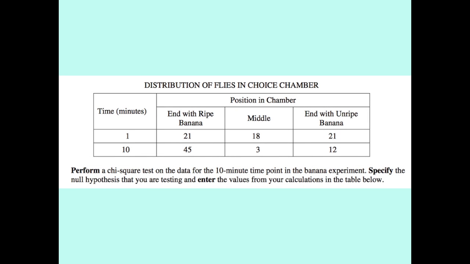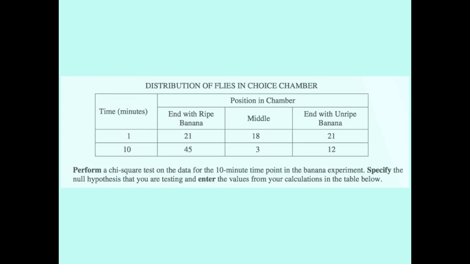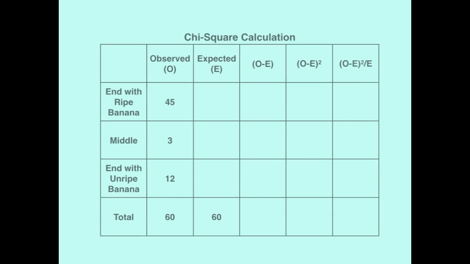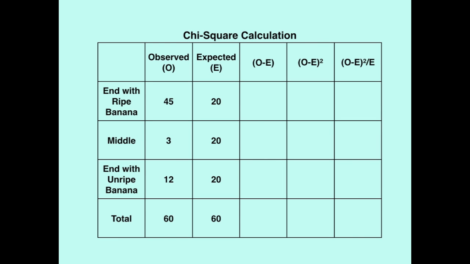Now we're going to perform a chi-square test on the data for the 10-minute time point in the banana experiment to either accept or reject the null hypothesis. The null hypothesis for this experiment is that the ripeness of banana has no effect on the position of the flies in the choice chamber. Now that we have recorded our data, we can put it into this chart to find the chi-squared value.